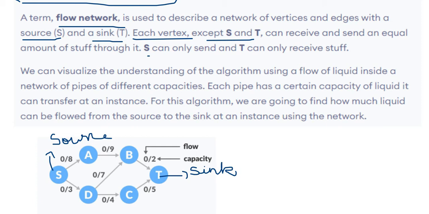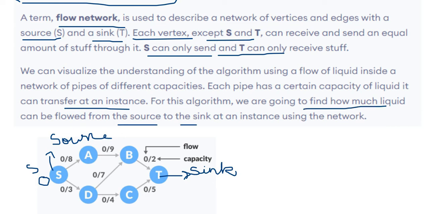S can only send and T can only receive stuff. So S is the initial stage and T will be the ending, which is the sink. Therefore, S will only start, which means it can only send, and T can only receive, as you can see in the graph below. We can visualize the algorithm using a flow of liquid inside a network of pipes of different capacities. Each pipe has a certain capacity of liquid which it can transfer at an instance. So for this algorithm, we are going to find how much liquid can flow from source to sink at an instant using a network.